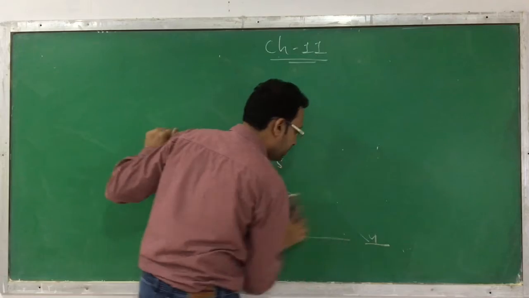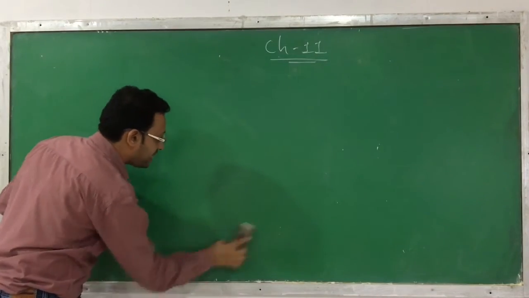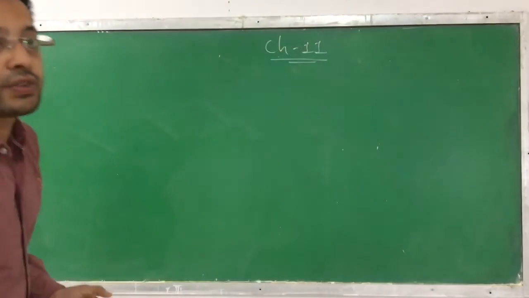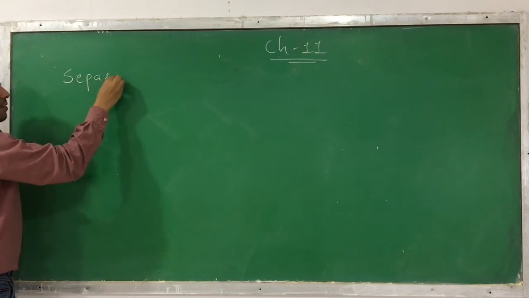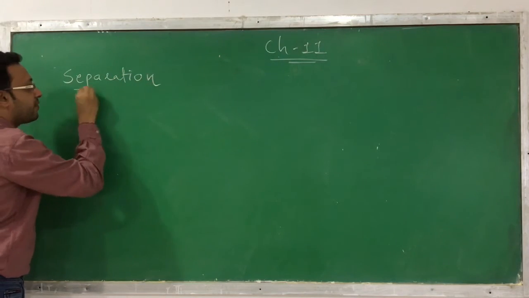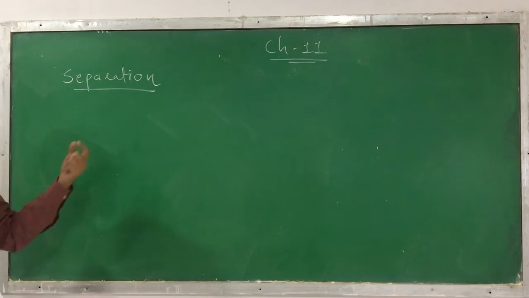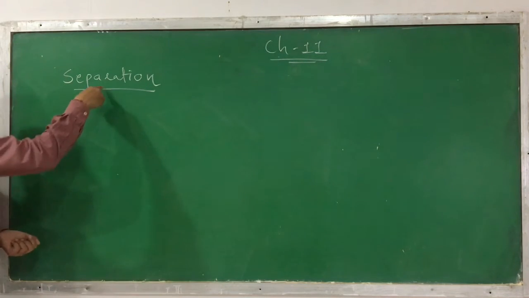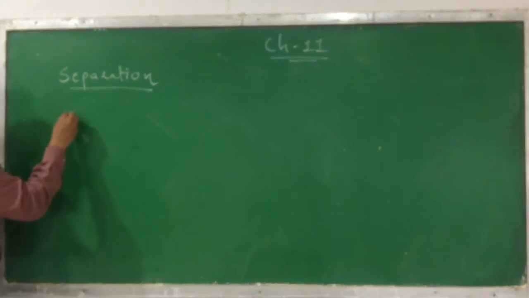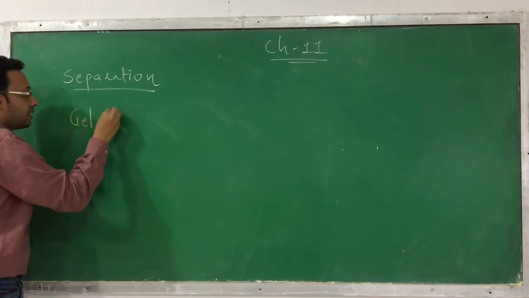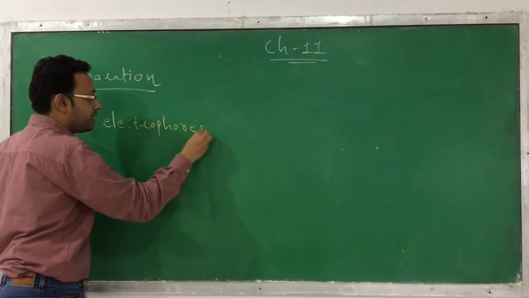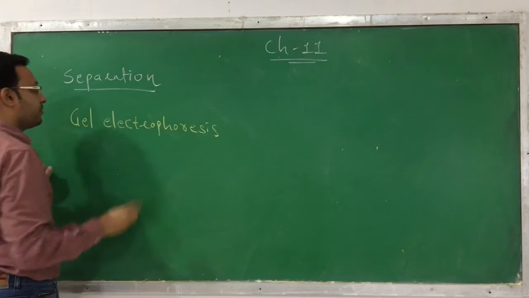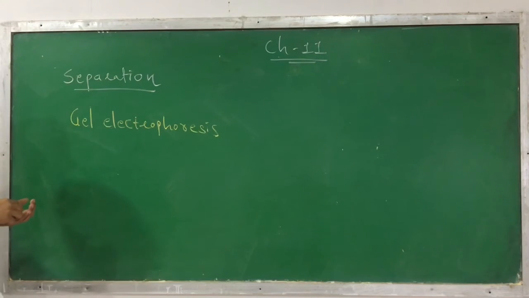So we are moving ahead. Once the fragments are formed by restriction enzymes, the separation occurs. Separation of these fragments occurs. Here these fragments are of different sizes: larger, smaller, and medium. So we are separating these fragments, and which technique are we using? We are using a technique called gel electrophoresis. So what is the gel electrophoresis technique?